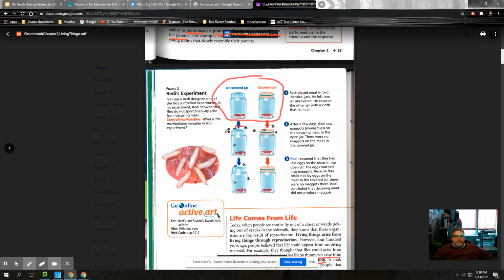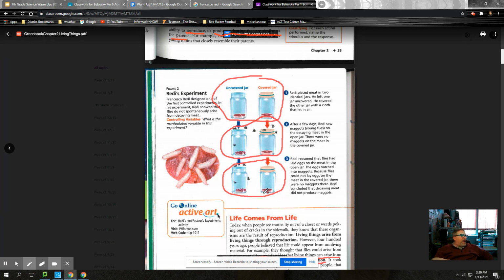All right, step 2. Of course, as you have figured out, the flies would fly down into where the meat was. But over here, the flies could not fly down to where the meat was. And step 3. In step 3, they noticed that there were maggots growing all over the meat here because the flies could get down in there to the meat. Over here, there were no maggots on the meat.